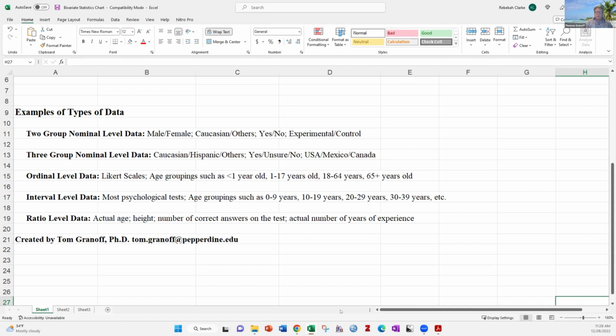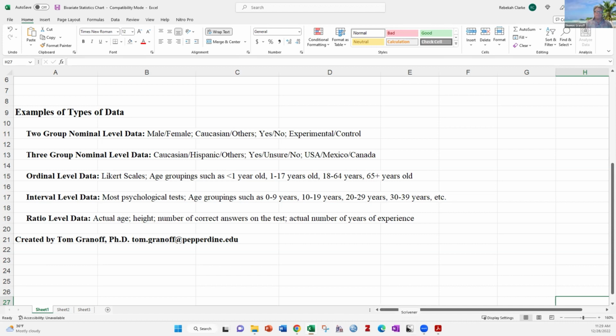The third are what are referred to as interval level scales. That's most of the psychological tests that you see, whether it's on leadership or job satisfaction or group cohesion or intelligence. Those are typically measured on the interval level. Interval is also when you have precise groupings: 0 to 9 years, 10 to 19, 20 to 29, 30 to 39, etc.